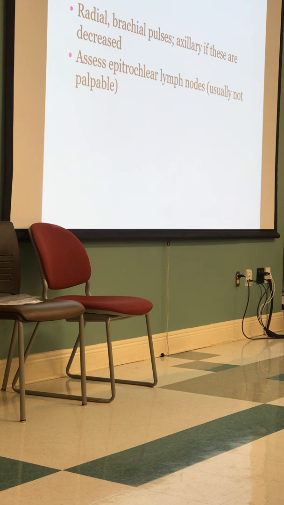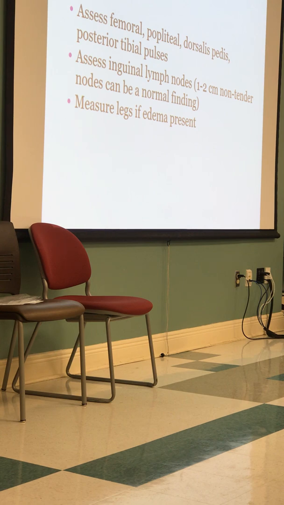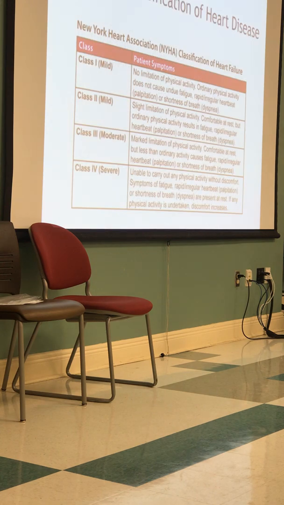Pulses, radial, brachial pulses. You can check the axillary, increase or decrease. Access for lymph nodes, axillary lymph nodes, you can look for. Legs, femoral, popliteal, dorsalis pedis, and tibial pulses. You can actually assess inguinal lymph nodes there. Edema, you want to look for lymphedema and measure the size of the extremity.